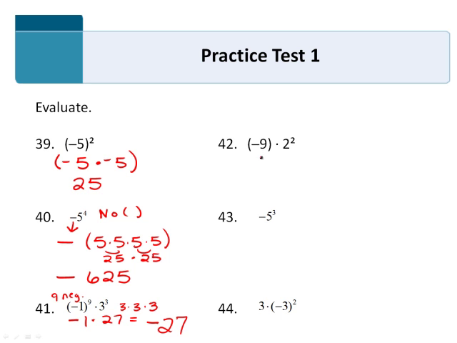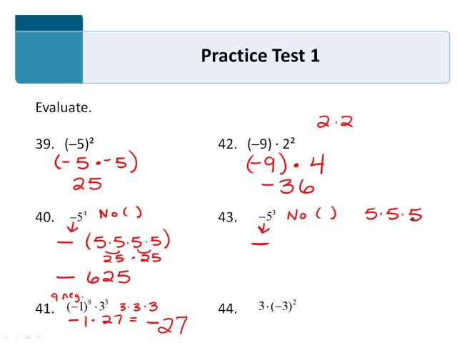Okay, 42, we have negative 9. You can keep it in parentheses if you want to, but you don't have to. And 2 squared, that's 2 times 2, that's 4. So negative 9 times 4 gives you negative 36. All right, 43, again, we have no parentheses, which means that sign comes down into your answer every time. So 5 to the third, we're going to multiply 5 times 5 times 5, which would be 25 times 5 would be negative 125.